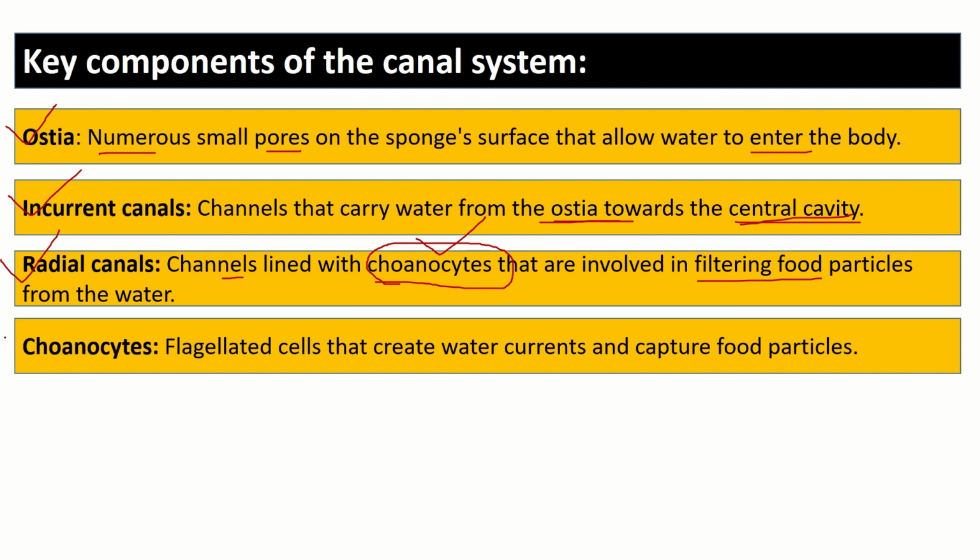Next type of cell is the choanocytes. Choanocytes are flagellated cells. Choanocytes, which are found in the radial canals, are flagellated cells that create water currents, having flagella. With the help of that, they create water currents and capture food particles.